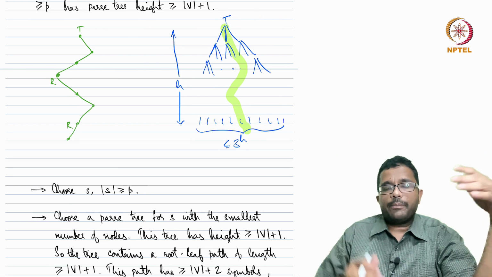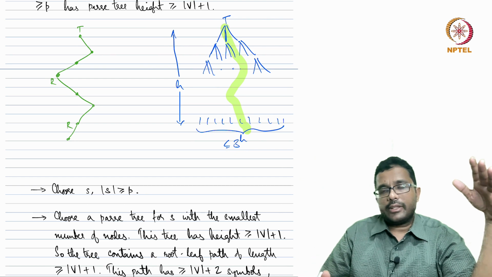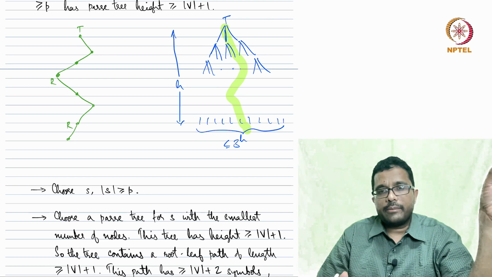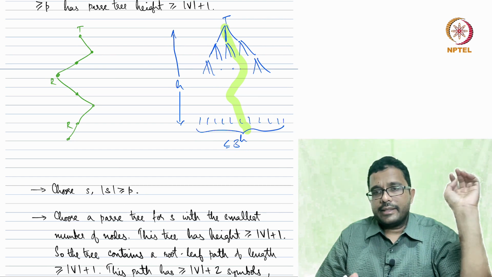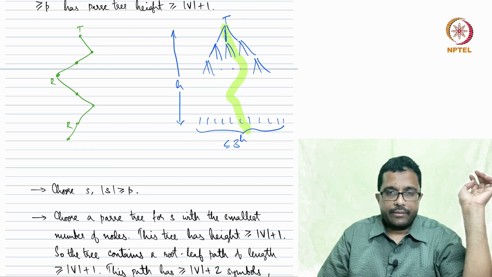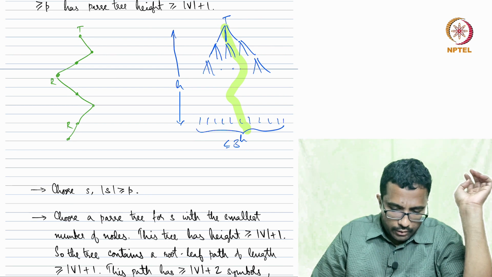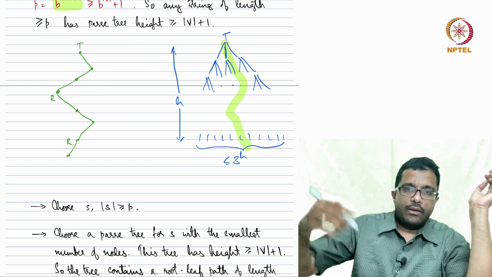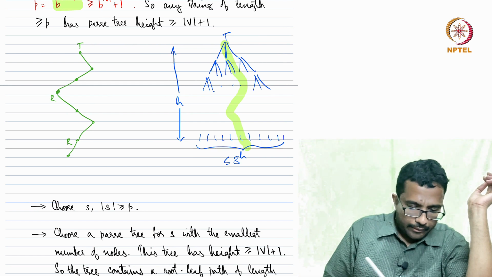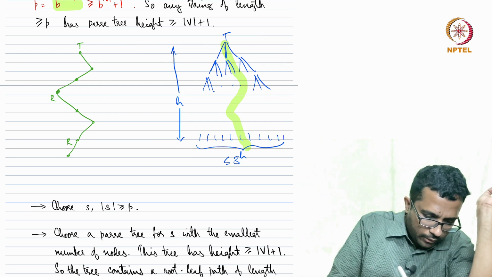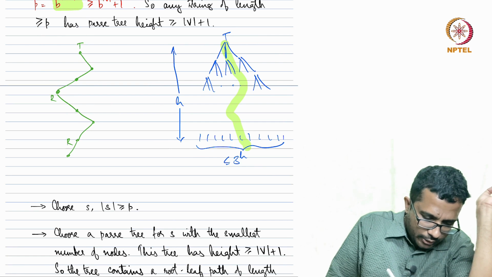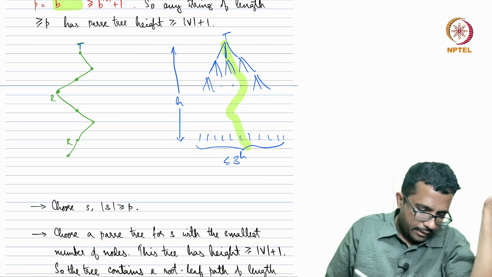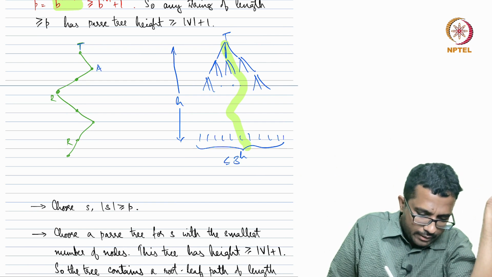So all the root to leaf paths cannot be of length less than or equal to v. There has to be at least one root to leaf path of length greater than or equal to v plus 1. So along this path, at the top, it is the starting variable t, and maybe you get other variables a, b, etc.